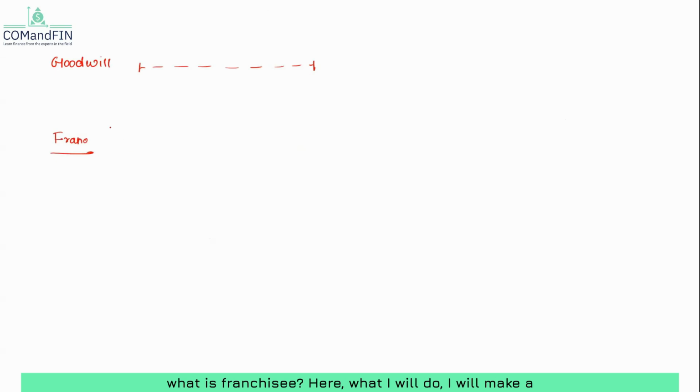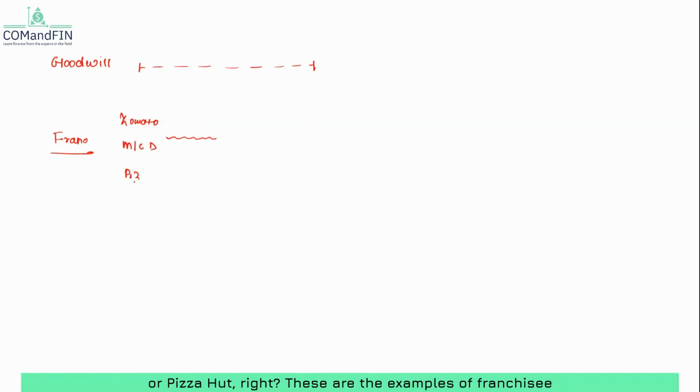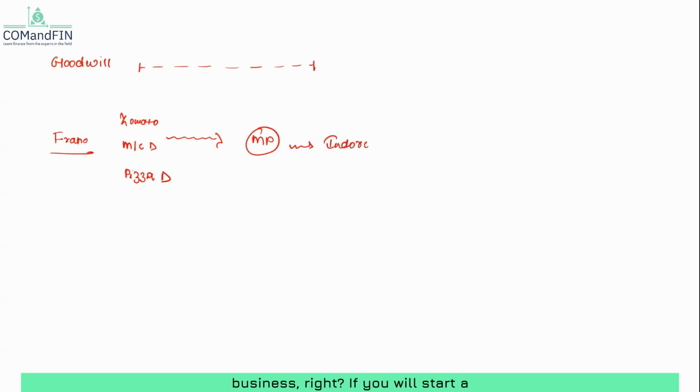What is franchising? Here, I will make a tie-up with other or existing companies. I can take the example of Zomato, or McDonald's or Pizza Hut. These are examples of franchisee businesses. Now, let's suppose I want to start a business in MP, in Indore. I do not want to start a fresh business.